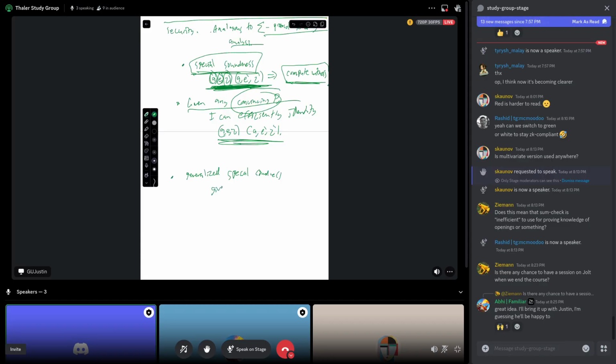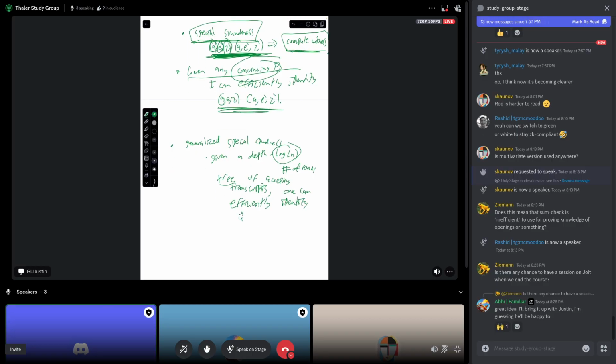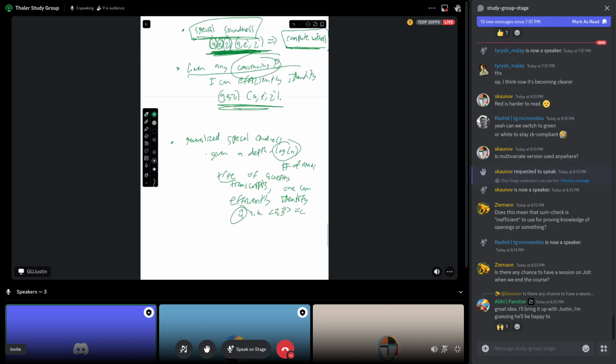It says given a depth log n tree of accepting transcripts, here log n is the number of rounds of Bulletproofs, and I'll say in a moment what the tree means, one can efficiently identify a witness for the prover's claim. Remember, the prover's claiming to know a U such that U inner product G is some value C. So that's step 1.